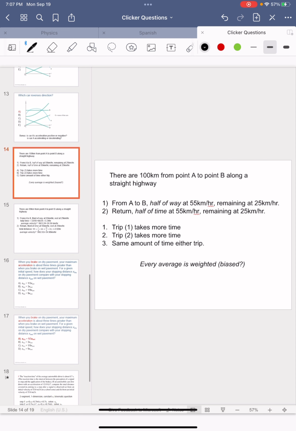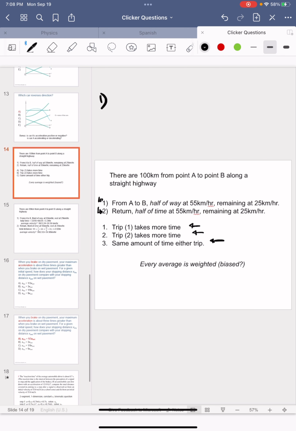Looking at the next question, there are 100 kilometers from point A to B along a straight highway. We have two trips. One is from A to B, half of the way the object is moving with the velocity 55 kilometers per hour, and the remaining part of the trip it's moving with 25 kilometers per hour. And when it returns, again, it moves half of the time at 55 kilometers per hour and the remaining at 25 kilometers per hour. So we should find which trip takes more time, first, second, or they take the same amount of time.